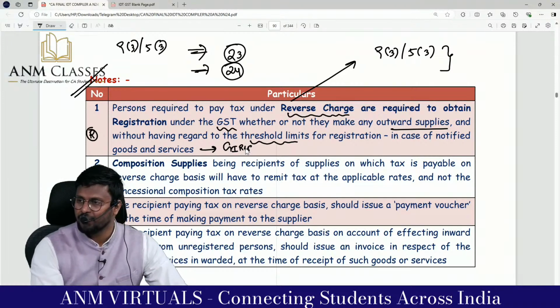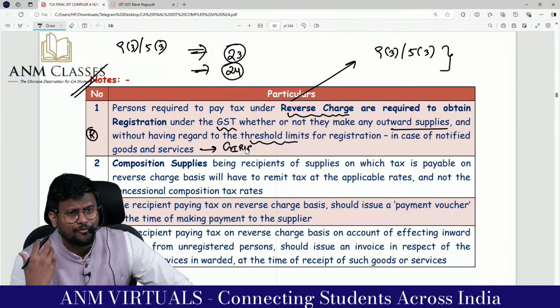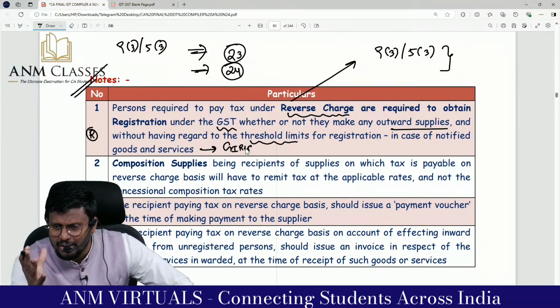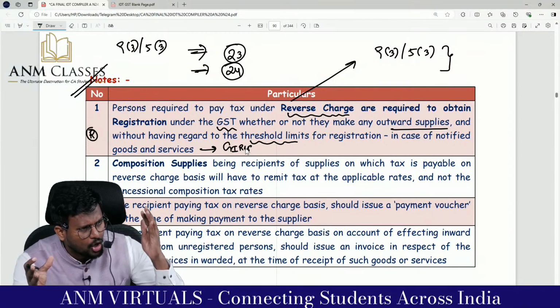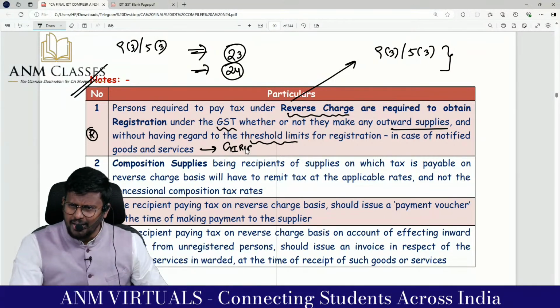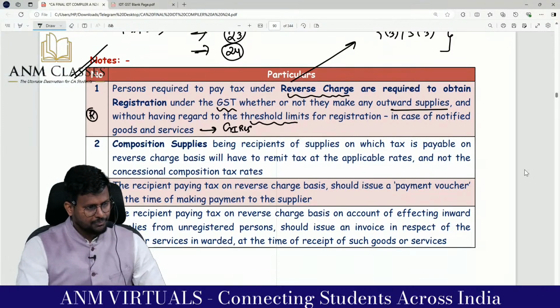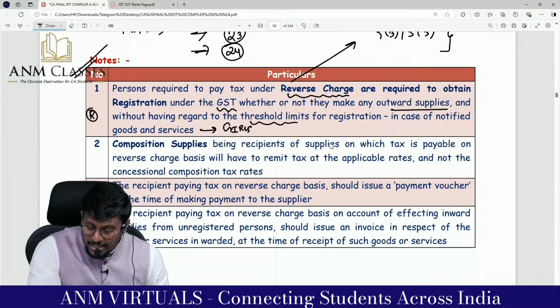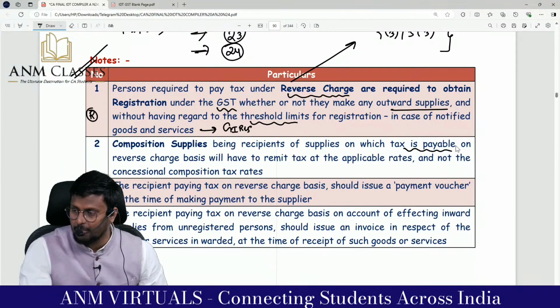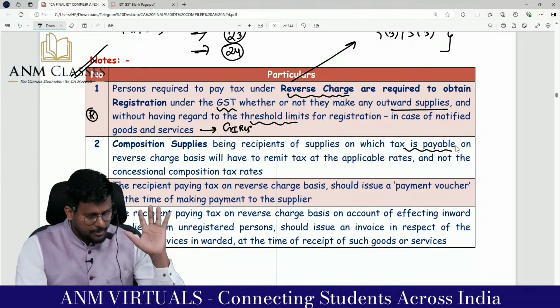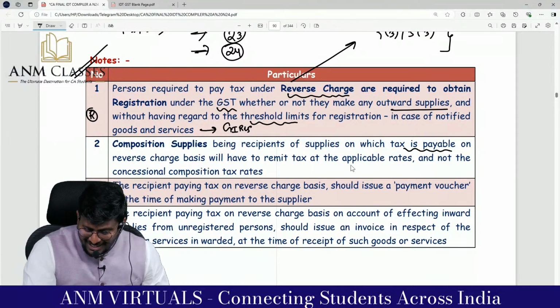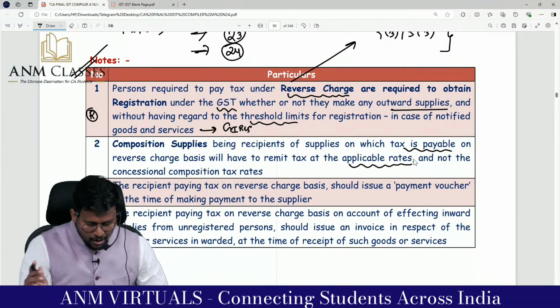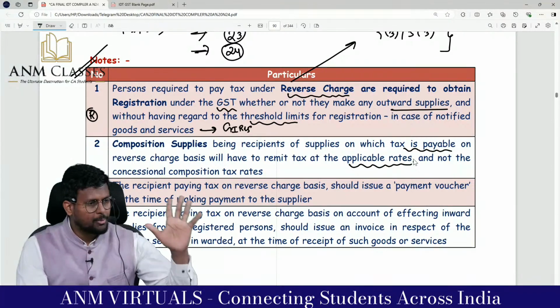Are you all ready with me? Yes, sir. So the supplier is not liable to take registration. The recipient is compulsorily liable to take registration under section 24. The next one: composition supplies being recipient of supply on which tax is payable on reverse charge basis. We'll have to remit tax at the RCM rate and not the concessional composition tax rate.